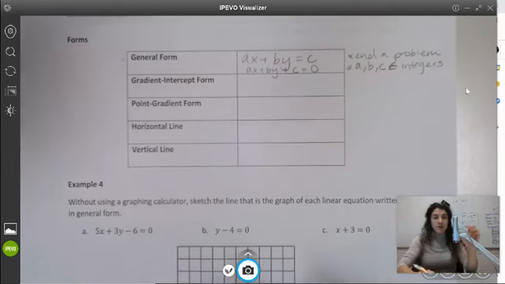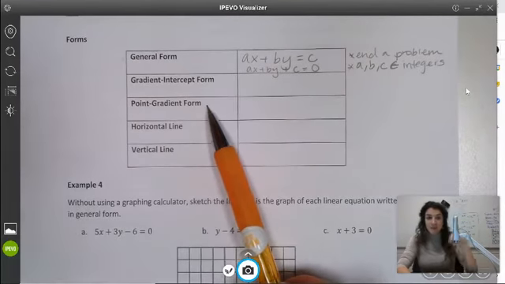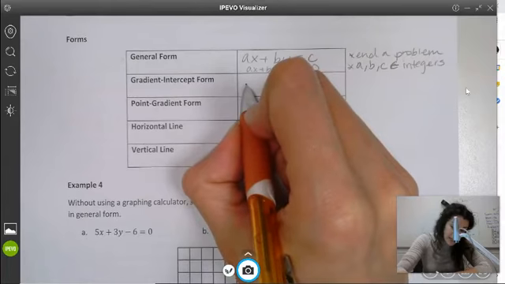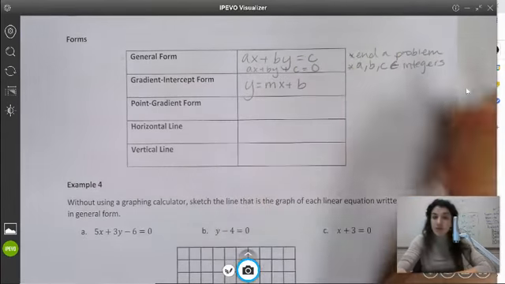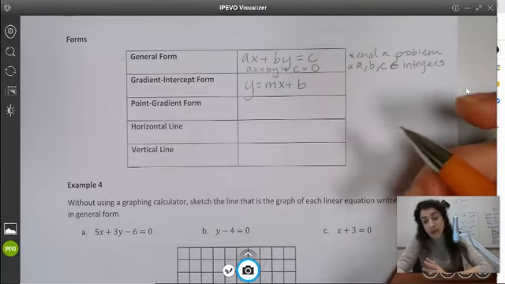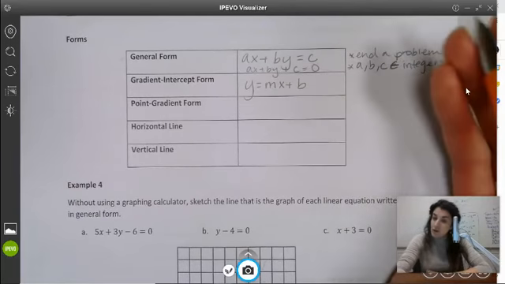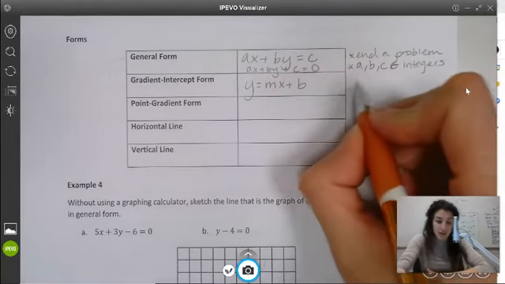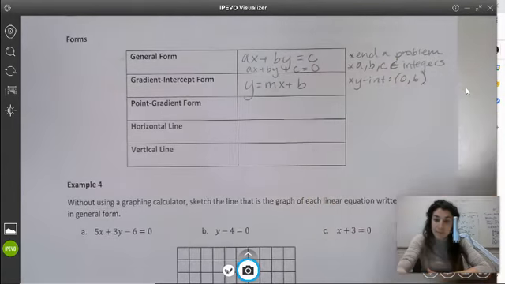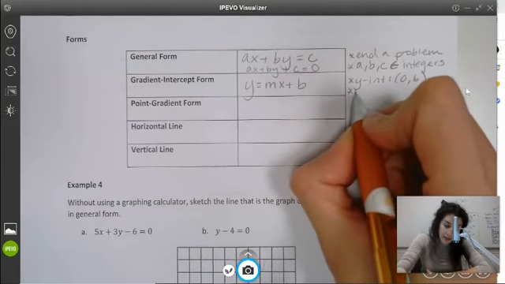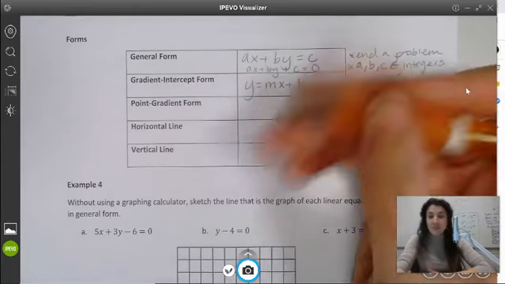Your gradient intercept form is also called your slope intercept form, and it has a slope and an intercept. This is your mx plus b. M is your slope and b represents your y-intercept. Remember that your y-intercept is still a point. b is just the y value of your y-intercept. So your y-intercept would always be 0 and then that b value.